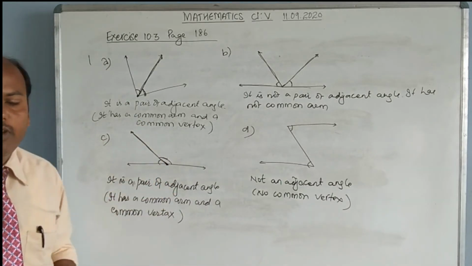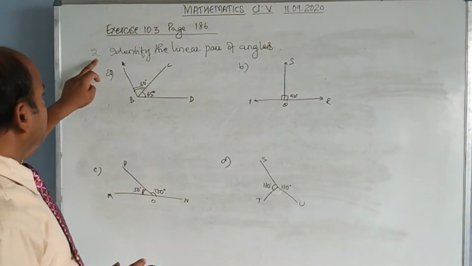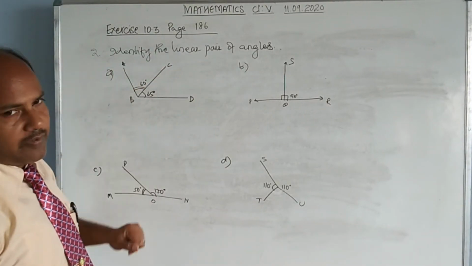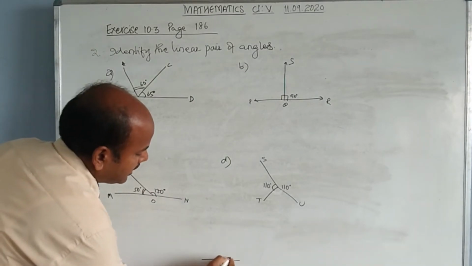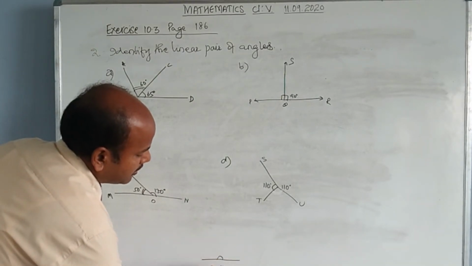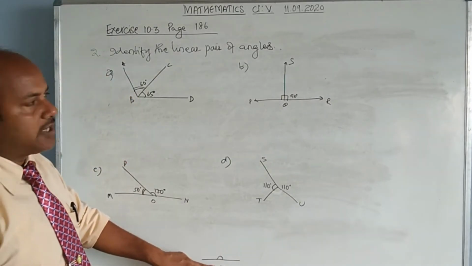Now we move on to question number 2. Welcome back, dear children. We are in question number 2. Identify the linear pair of angles. Linear pair of angles, I have already told you, should be a straight angle whose sum should be equal to 180 degrees. Should be a straight angle and the sum should be 180 degrees.